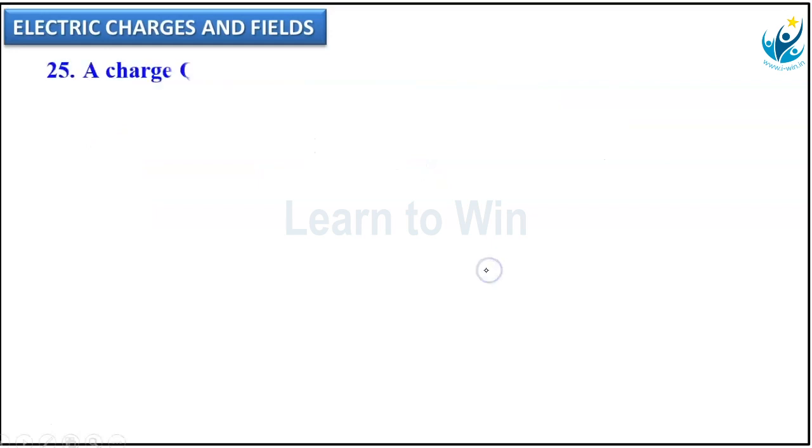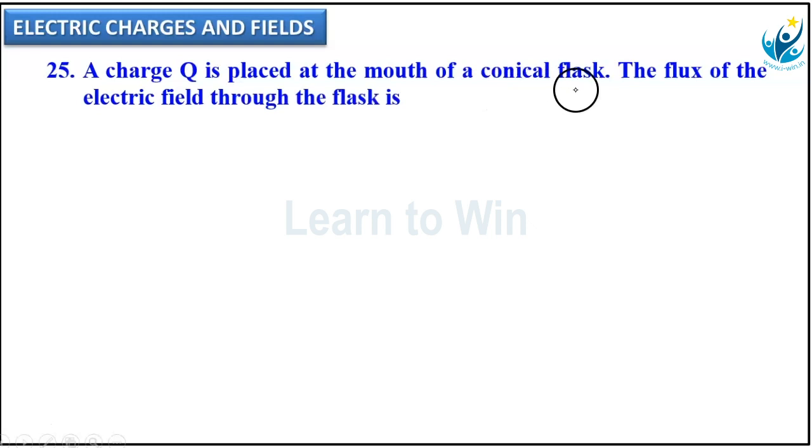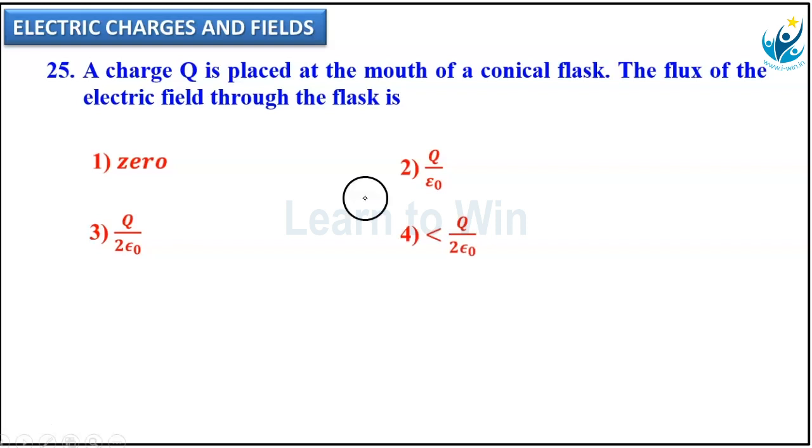Next problem. A charge Q is placed at the mouth of a conical flask. The flux of the electric field through the flask is. Options are 0, Q by epsilon naught, Q by 2 epsilon naught, less than Q by 2 epsilon naught.